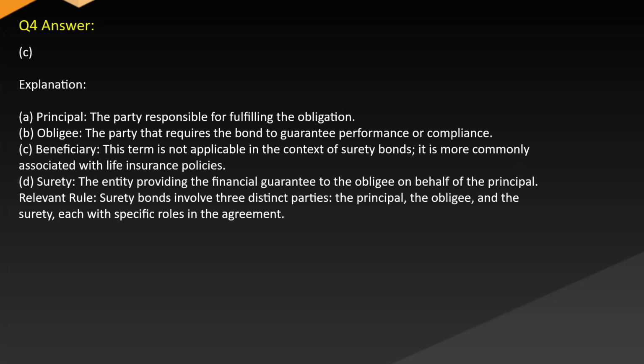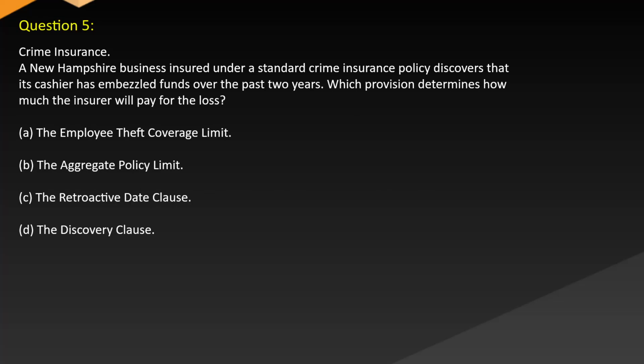Answer C. Explanation. A. Principal, the party responsible for fulfilling the obligation. B. Obligee, the party that requires the bond to guarantee performance or compliance. C. Beneficiary. This term is not applicable in the context of surety bonds. It is more commonly associated with life insurance policies. D. Surety, the entity providing the financial guarantee to the obligee on behalf of the principal. Relevant rule: surety bonds involve 3 distinct parties: the principal, the obligee, and the surety, each with specific roles in the agreement.